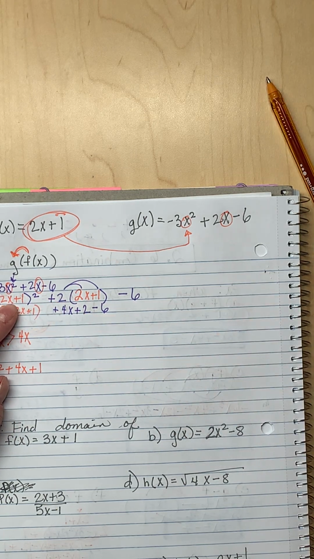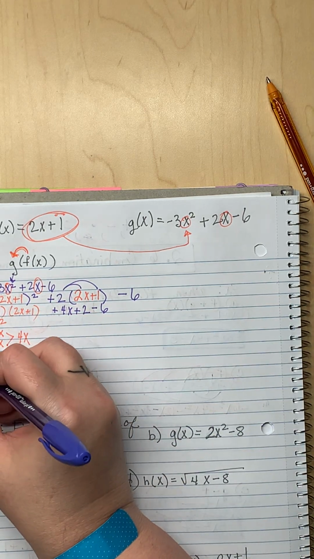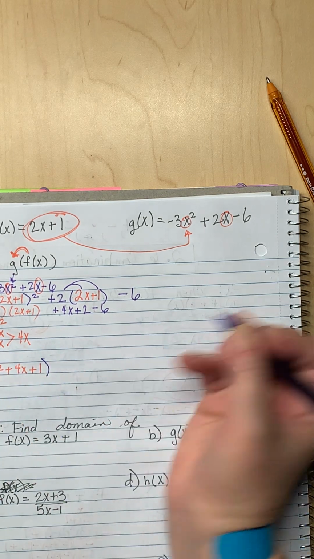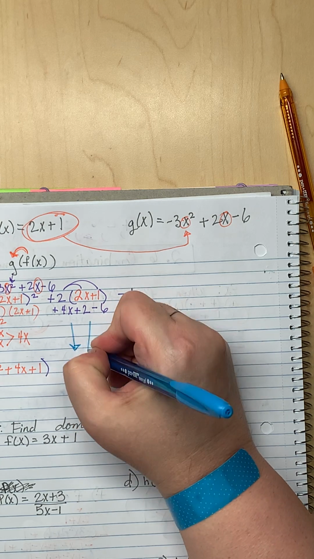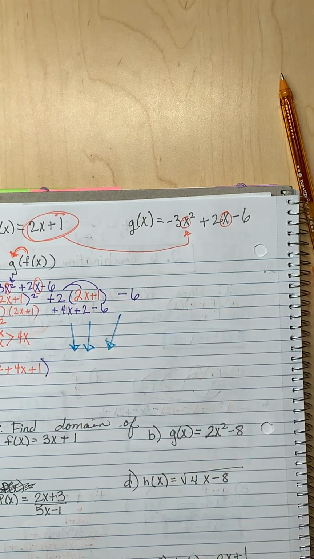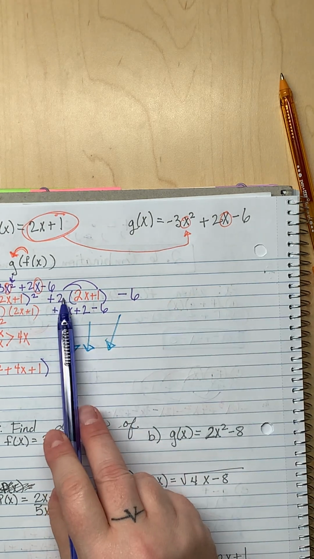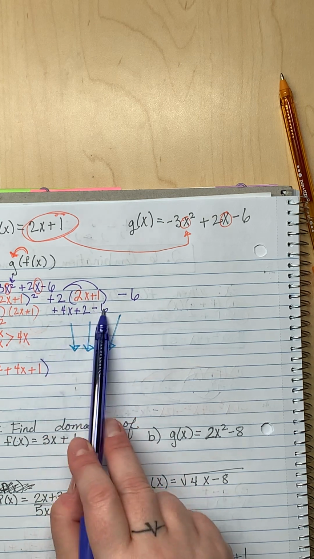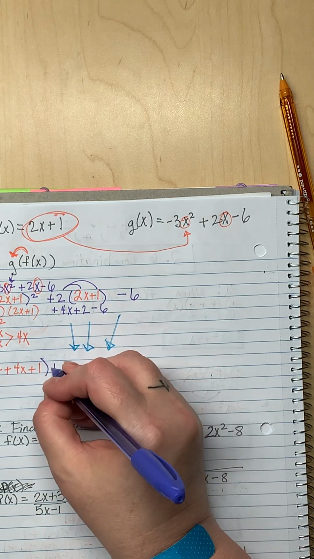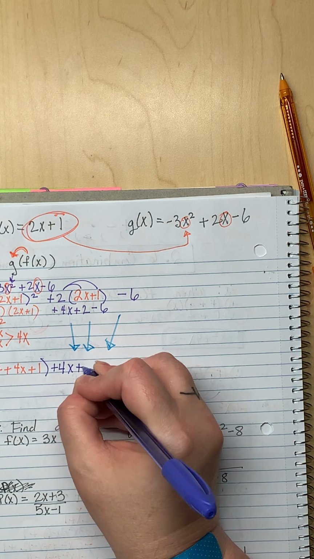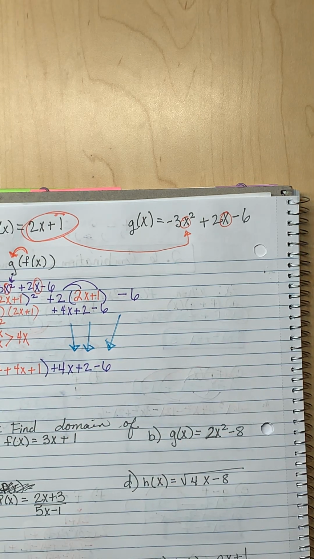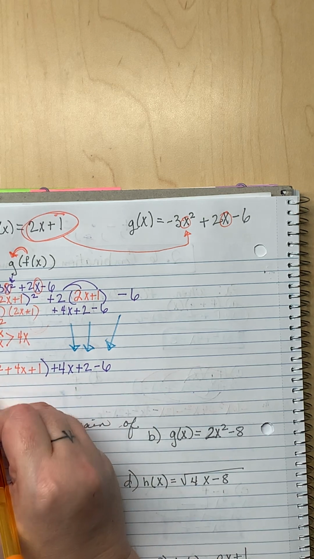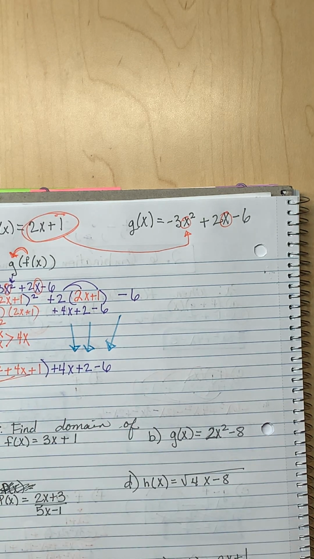But I still have to multiply the negative 3. And then let me bring down what we already distributed. We already did this 2 times 2x plus 1. It was this purple stuff. So let me just bring it down real quick: plus 4x plus 2 minus 6. And then now I'm going to have to distribute this negative 3 times everything in the parentheses.